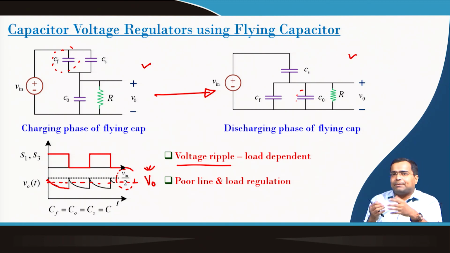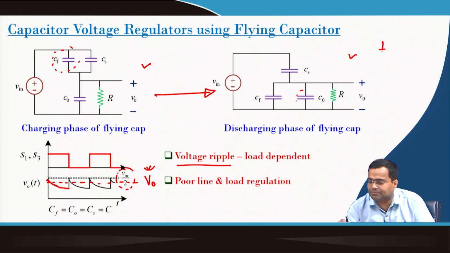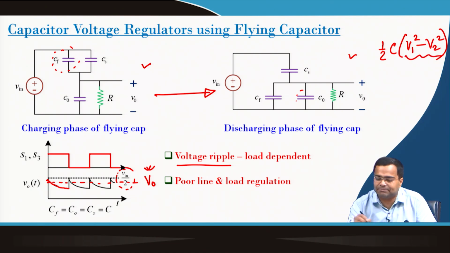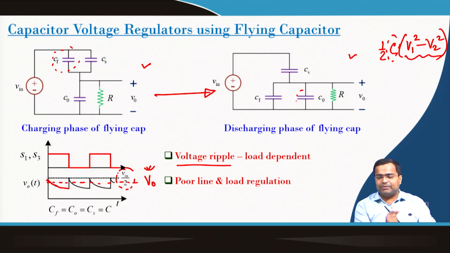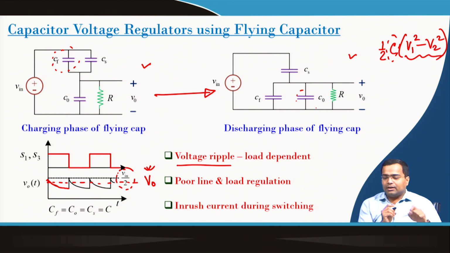So, if you take a larger capacitor, that means the difference in the energy is large. Half C, that means half C into V1 square minus V2 square. So, for the same voltage difference, if this capacitor is large, that means the energy difference will be large, and as a result the shoot through current, the inrush current, can be higher. So, that is why we have to keep in mind that the capacitor size also has a constraint in selection, and as I said, there is an inrush current during switching.